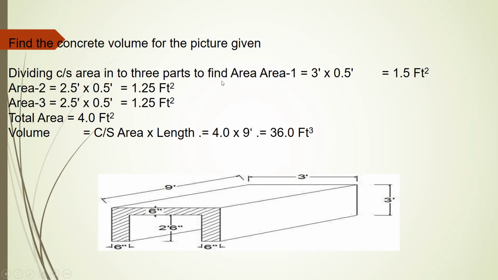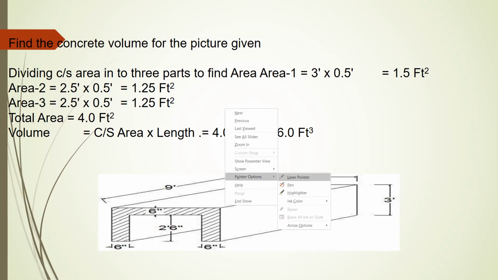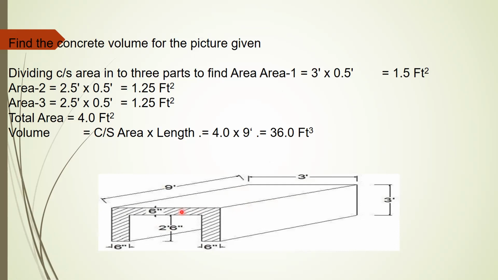That is 1.5 square feet. Area 2: 2.5 into 0.5. That is 1.25. Area 3 is also the same. So total area is equal to 4 square feet. The volume will be area into depth. That is 36 cubic feet.